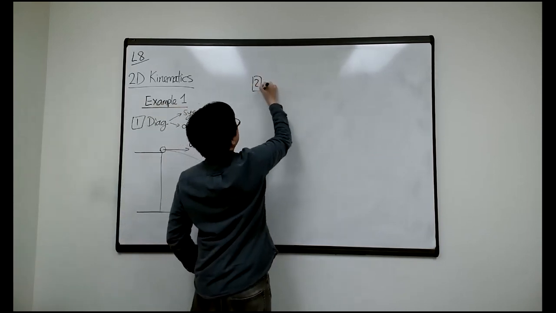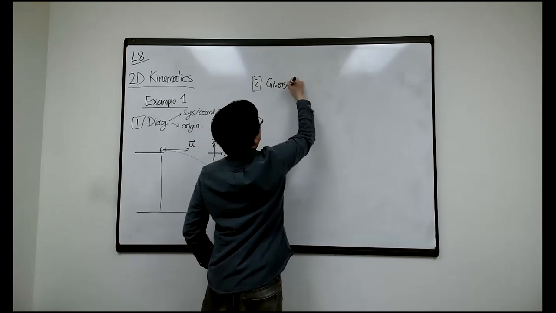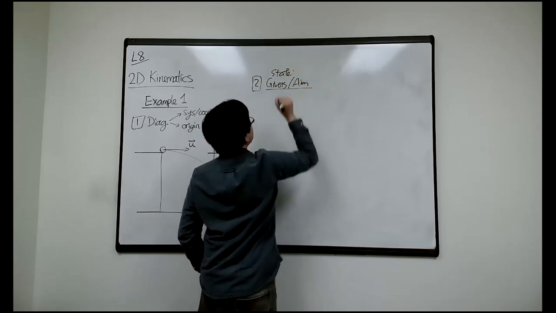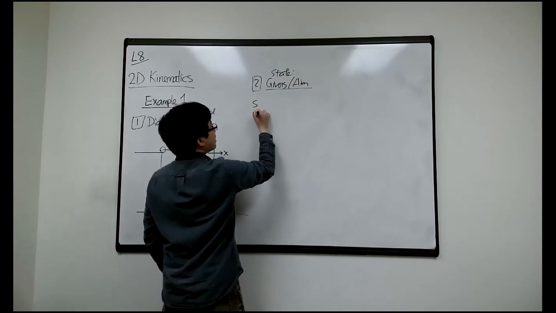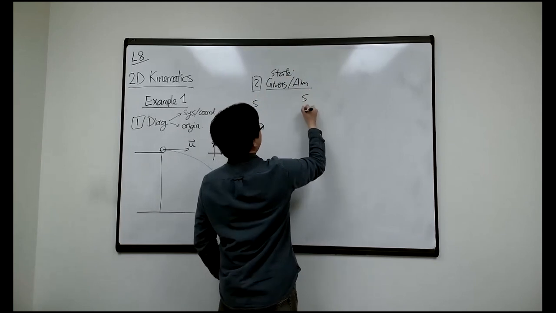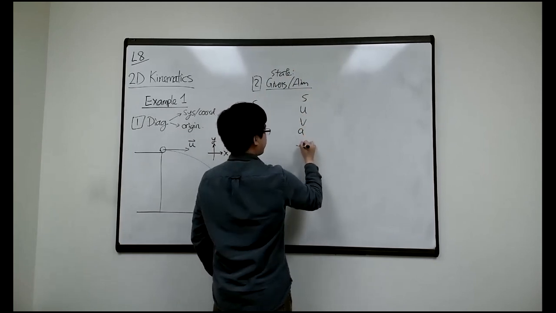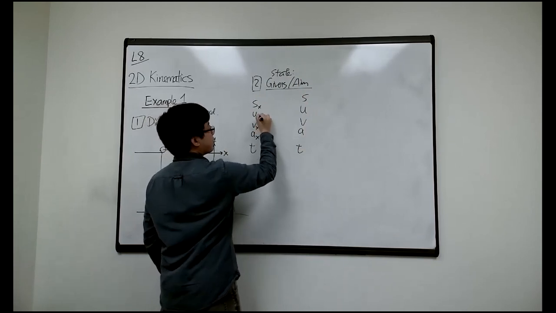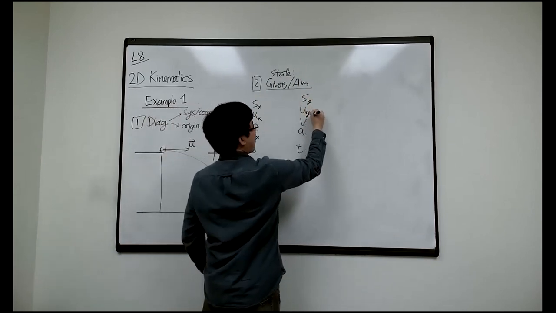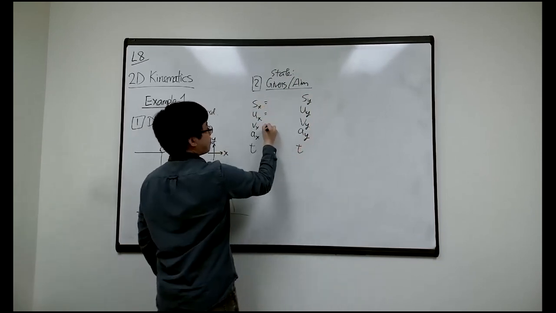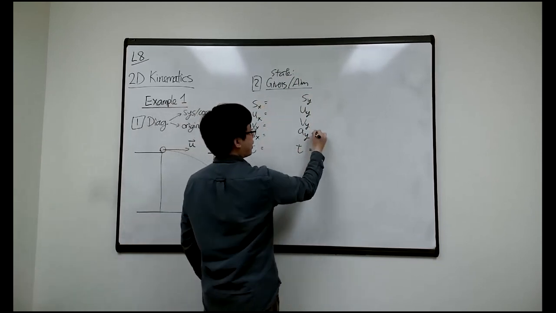Then you want to write out your givens and the aim. So state your givens and the aim. Instead of just writing out the suvat variables for the x direction, you want to duplicate them, and then put x's everywhere in one set and y's everywhere in the other, except for the time. The time will be the same in both the x and the y direction.